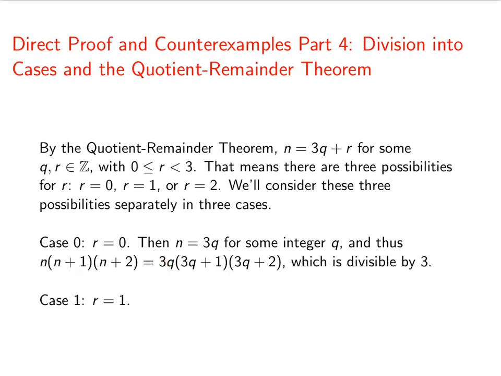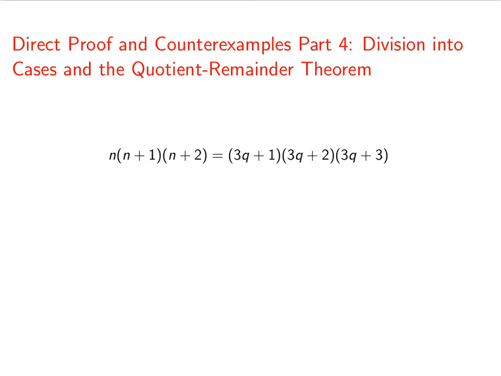What about when r is equal to 1? Then n is equal to 3q plus 1 for some integer q. And now we can say that n times (n plus 1) times (n plus 2) is (3q plus 1) times (3q plus 2) times (3q plus 3). And what you can see is that we can factor a 3 out of the 3q plus 3. You see how the 3q plus 3 turned into q plus 1? That's because this 3 got factored out. And now this expression is divisible by 3.